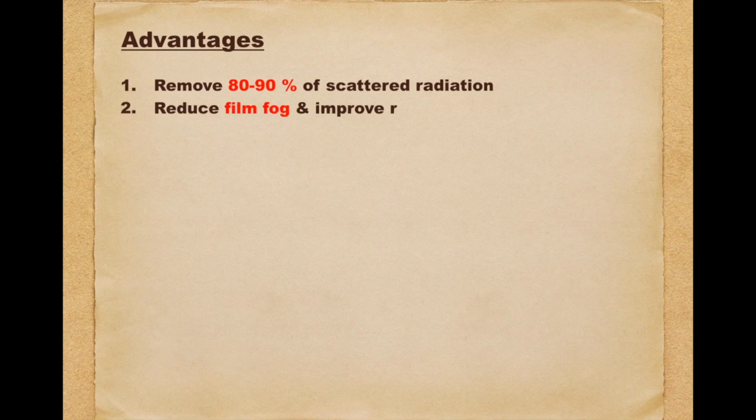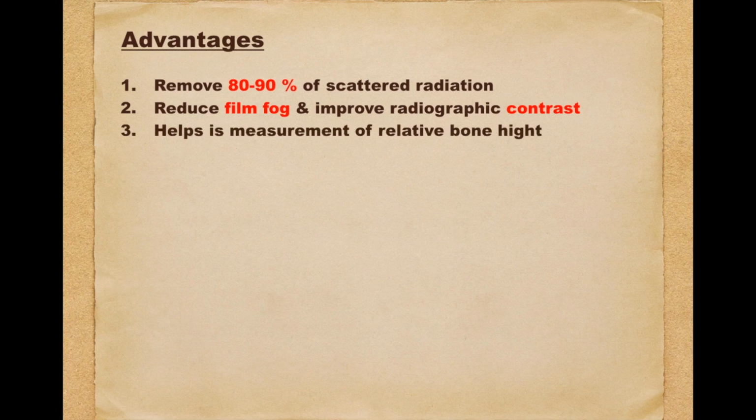So finally, let's sum up the advantages and disadvantages of grids. First, let's see the advantages. The presence of grid is usually able to remove as much as 80 to 90% of the scattered radiation. It helps to reduce the film fog and increase radiographic contrast. Some clinicians have found it useful to superimpose fine white grids when exposing radiographs because it helps in measurement of relative bone height.